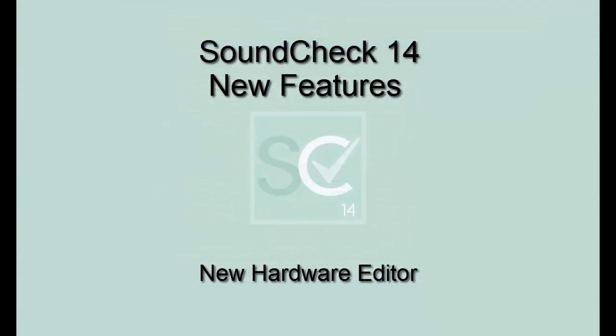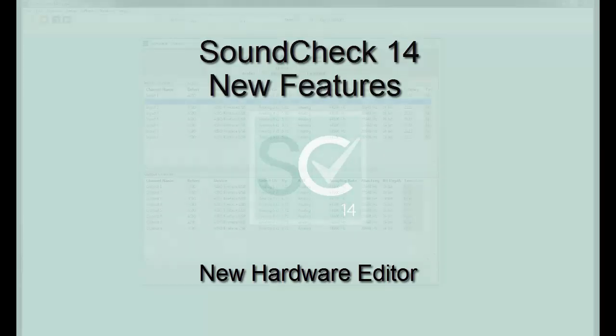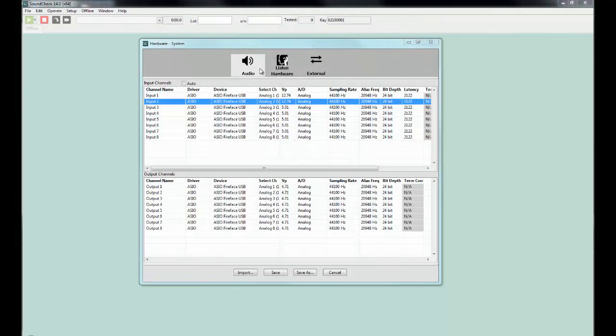In order to accommodate the Listen hardware integration features, and to provide a simpler user interface, the hardware editor has been completely redone from the ground up. The new editor is separated into 3 pages, each with its own table. The first page is audio, where all audio interface channels are maintained and configured.